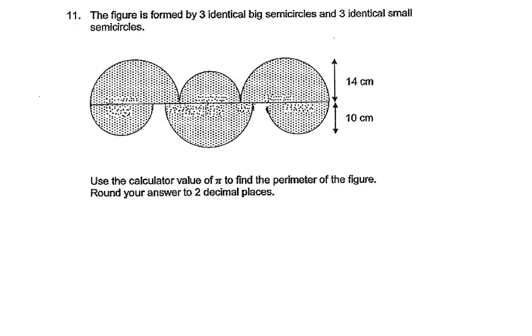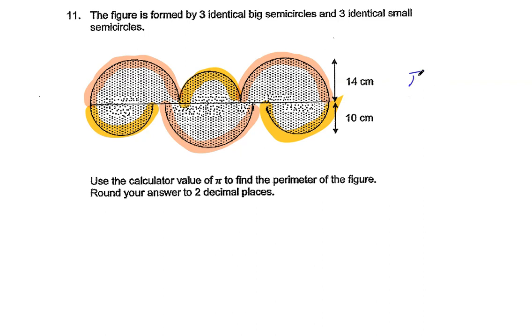Question 11. The figure is formed by 3 identical big semicircles and 3 identical small semicircles. Use the calculator value of pi to find the perimeter of the figure. Round your answer to 2 decimal places. Now we know that the circumference of a circle is pi d, correct?